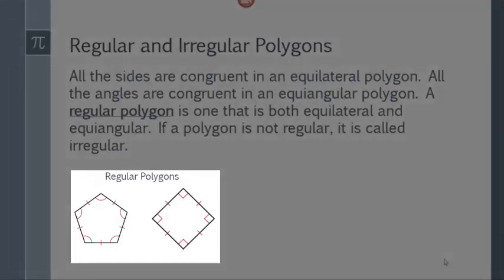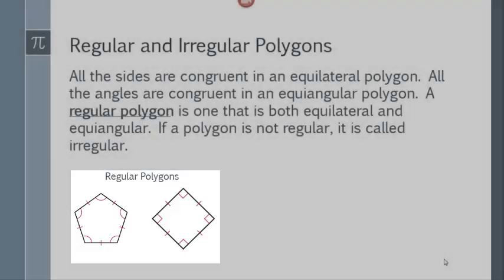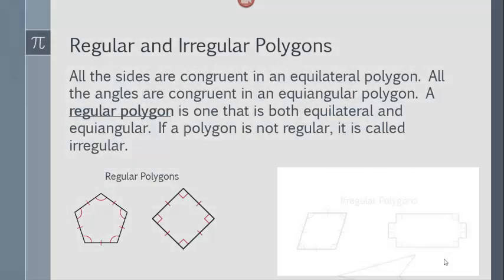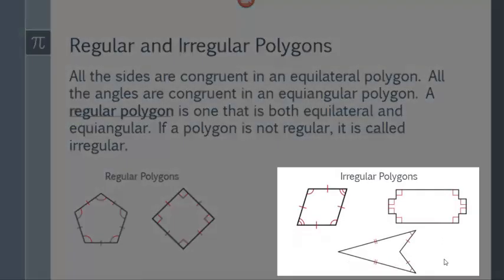Okay, so here on the left, you see examples of 2 regular polygons. You can see by the markings that their sides and angles are all congruent. We have a regular pentagon on the left, and we have a regular quadrilateral, which we'll, of course, come to know as a square. And then here on the right, we have some irregular polygons. Notice that this first one here is a rhombus. It's equilateral, okay, but it's not equiangular. So we can't call it regular.